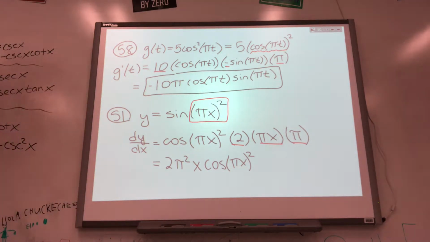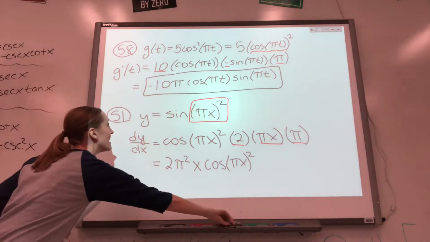Good question. Yes? You said the answer was 62. Yep, 62. There's a negative 4 pi, and then cotangent of pi t plus 2, cosecant squared of pi t plus 2. You need me to go through that one? Yes. Yes? Okay, sure, I can.